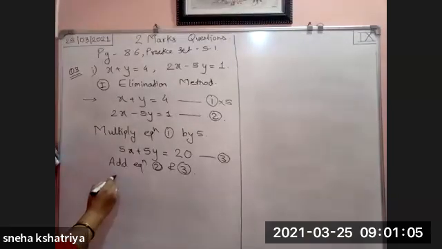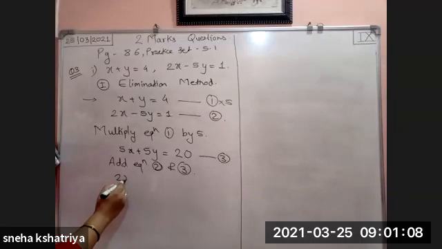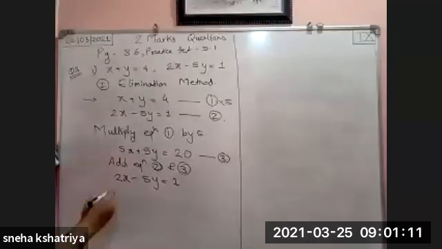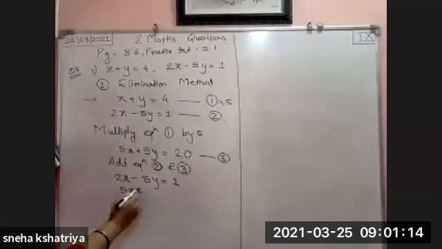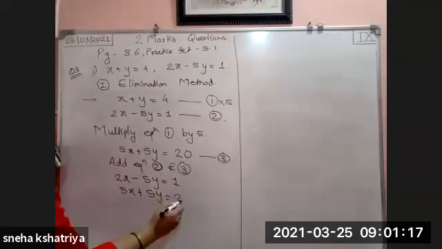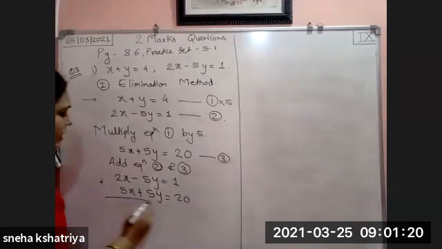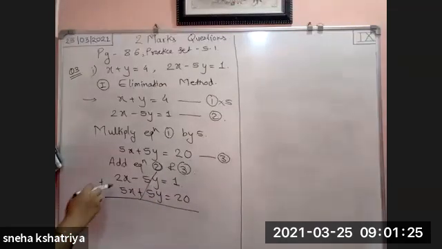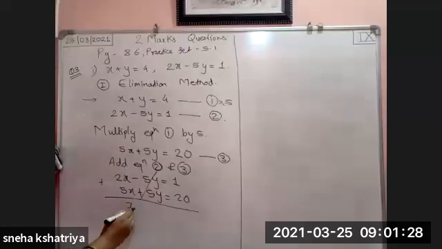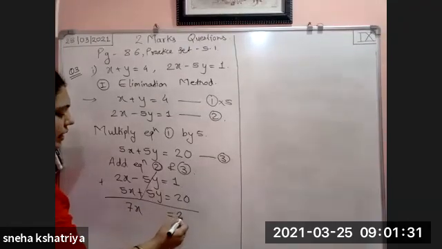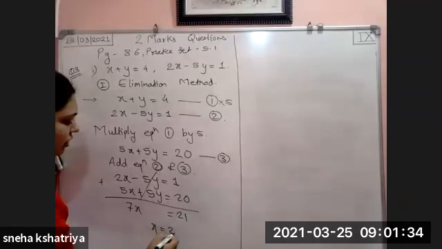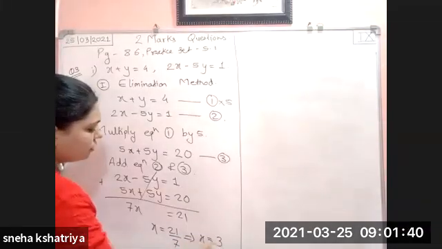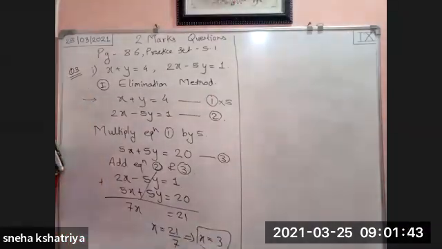So we can write it like this: 2x minus 5y is equal to 1, and 5x plus 5y is equal to 20. Simple add. This plus 5y and minus 5y will get cancelled. 5x plus 2x will become 7x. Here 20 plus 1 will become 21. So we get x is equal to 21 divided by 7, which implies x is equal to 3. 7 3s are 21. So we get the value of x is equal to 3.